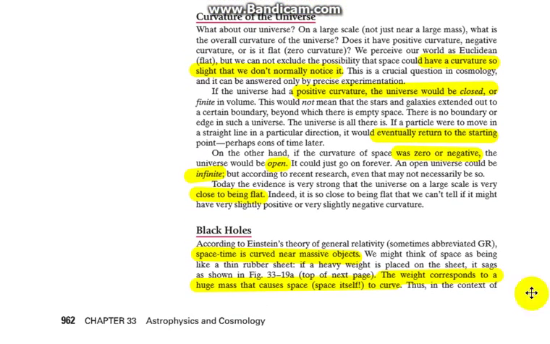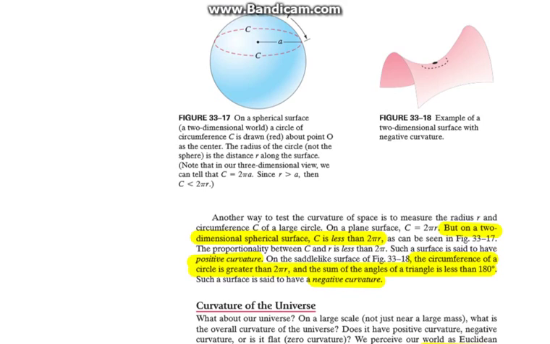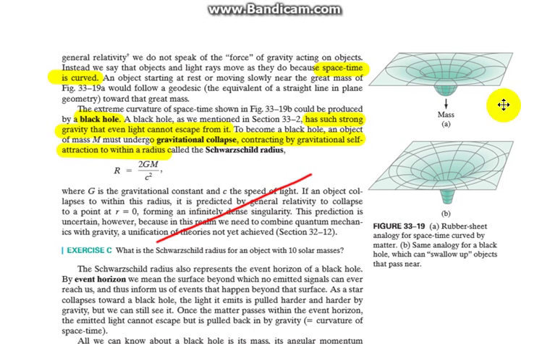Okay. The last thing we're going to look at quickly is black holes. According to Einstein's theory of general relativity, or GR, space-time is curved near massive objects. So there is evidence that space gets curved around objects just like this. We might think of space as being like a thin rubber sheet. If a heavy weight is placed on the sheet, it sags down. You would have seen this shape sometimes in donation bins. You can take your quarter and just fling it around. It goes around and around, then eventually goes down to where the coin gets collected.